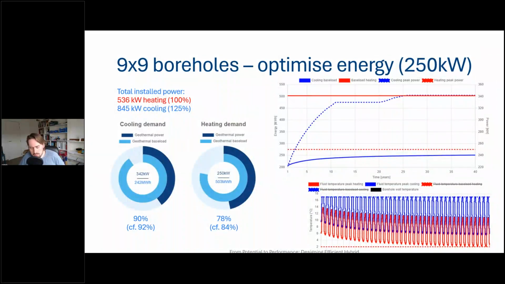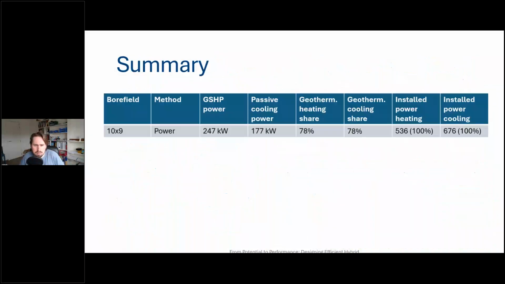So these were 6 simulations, and let us now summarize that. I created a table for you where we have the Borefield size, the methodology we used, the ground source heat pump and the passive cooling power we install, the energy share we get with that, and then the total installed power. So we started with a Borefield of 10x9 with 247 power on the ground source heat pump, 177 for passive cooling, and we achieved 78% for both heating and cooling.